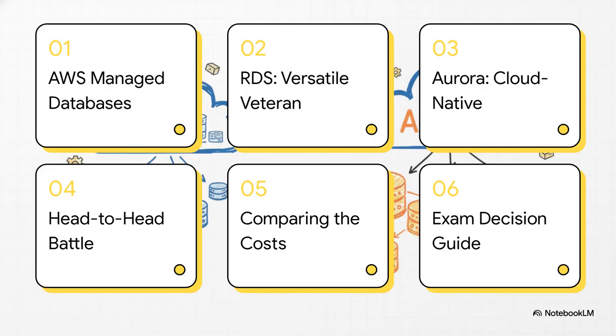Okay, so here's our game plan. First, we'll set the stage on what a managed database even is. Then, we'll introduce our two contenders, RDS, who I like to call the versatile veteran, and Aurora, the cloud-native sprinter. After that, we'll throw them into a head-to-head battle on architecture and performance, check out the costs, and then wrap it all up with a decision guide that is honestly pure gold for your exam prep.